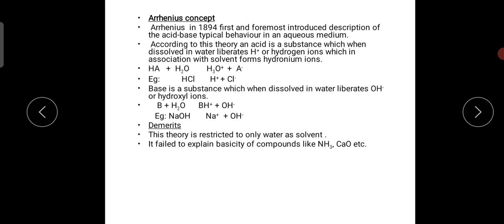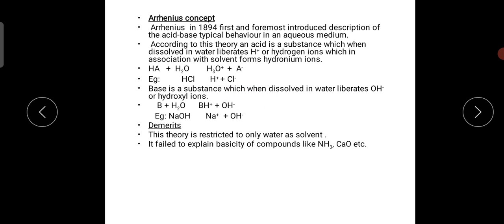And a base is a substance that liberates hydroxyl ions when dissolved in water. We can go through an example. See, this is an acid and this is water. They react with water and liberate hydrogen ions during the reaction, resulting in hydronium ions. See, this is a base and this is water. When it dissolves in water, it liberates OH minus, that is hydroxyl ions.